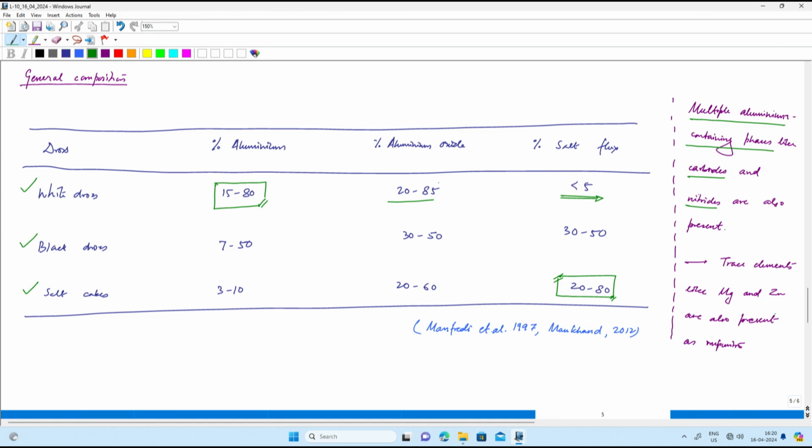Trace elements, why are we calling them trace elements? Because these are present in very small quantities. So trace elements like magnesium and zinc are also present, and these are present as impurities. Although these are not essentially part of the molten aluminium, they are included as metallic impurities. But of course, the composition of such trace elements can vary from sample to sample, from unit to unit and batch to batch produced at various aluminium industries.